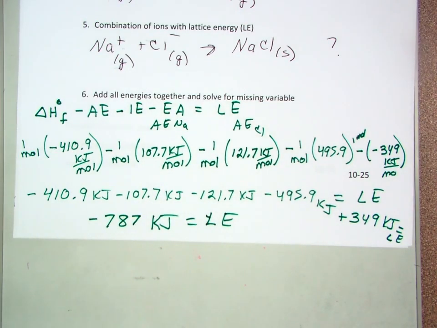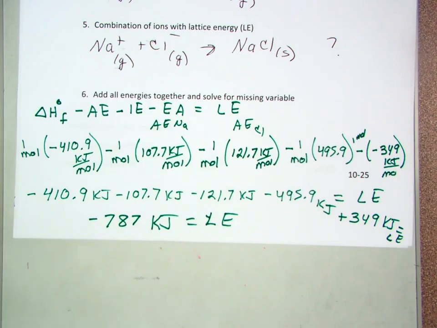So all I did was work with that equation at the top of the page, where the delta H0 sub F is equal to the atomization energies plus the ionization energies plus the electron affinities plus the lattice energy. I just added them all up and I solved for the missing variable. Now, if I had been given all the atomizations, ionizations, electron affinities, and lattice energy, I could find the delta H. You can find any variable that's missing.